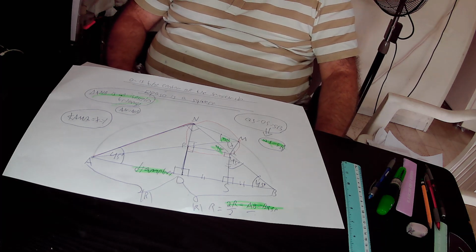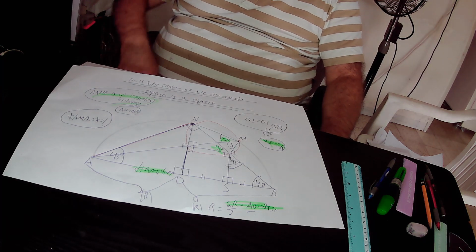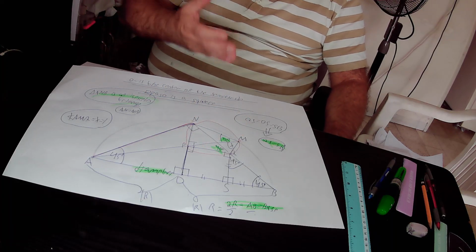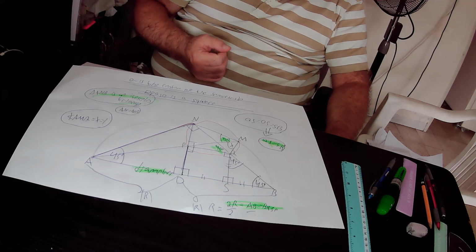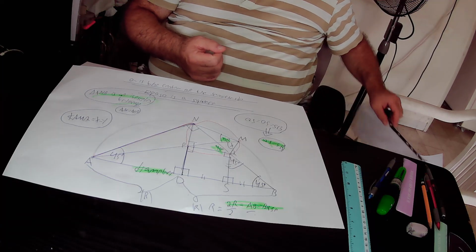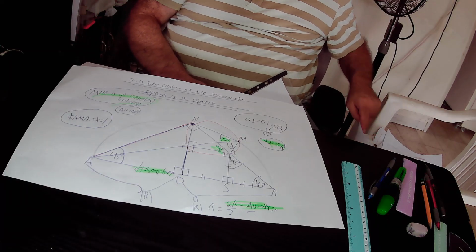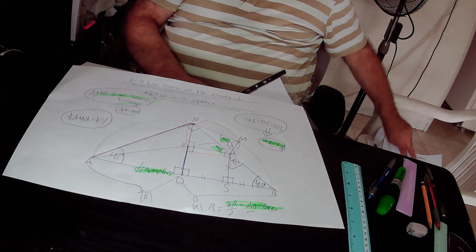In the next step, I prove that quadrilateral NMQP is a cyclic quadrilateral in two different ways. What is a cyclic quadrilateral? A cyclic quadrilateral is a quadrilateral that has all of its four vertices lying on a circle.